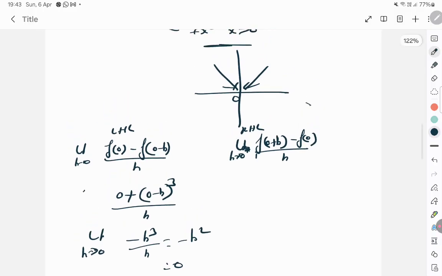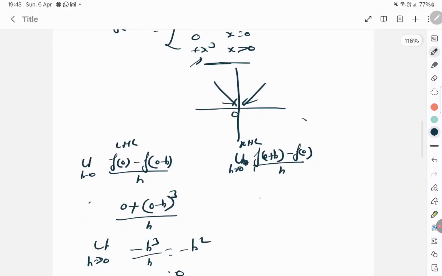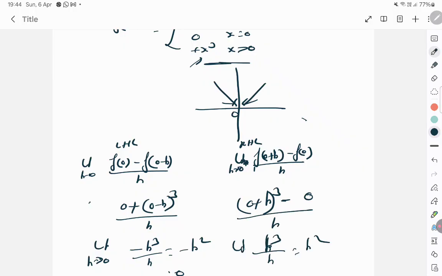Let's look at the right hand limit. f of 0 plus h is greater than 0's formula, which is plus x cube. So it will become 0 plus h the whole cube, which is h cube, minus f of 0 which is 0, by h, which is h cube by h. The answer is h square, limit h tends to 0. The answer here also is 0.